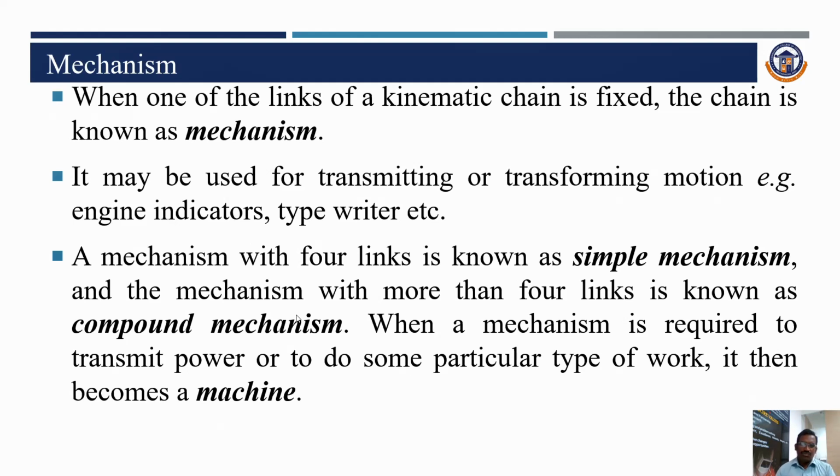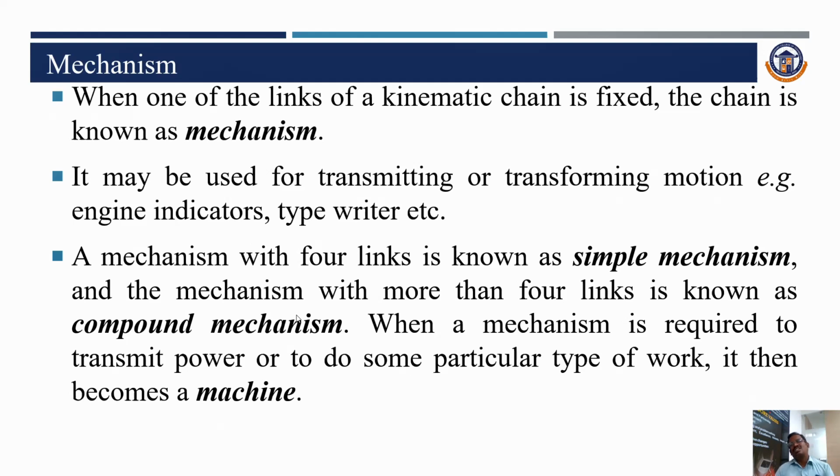A mechanism with four links is known as a simple mechanism, and a mechanism with more than four links is known as a compound mechanism. When the mechanism is required to transmit power to do some particular type of work, it becomes a machine.